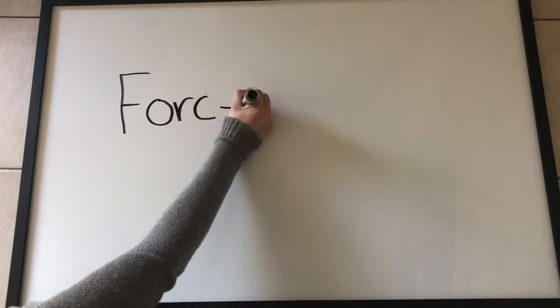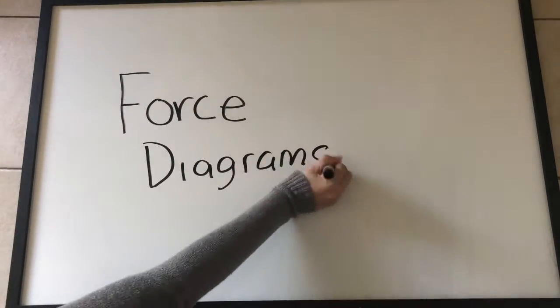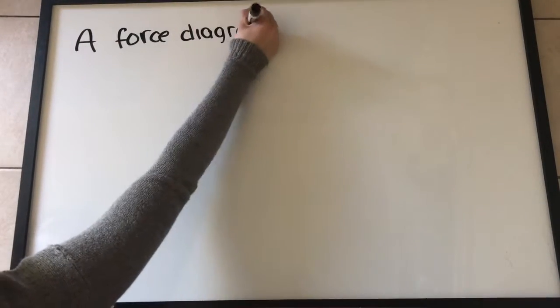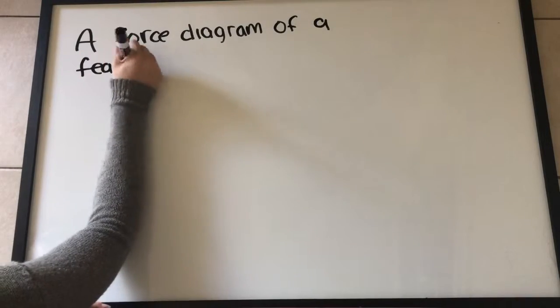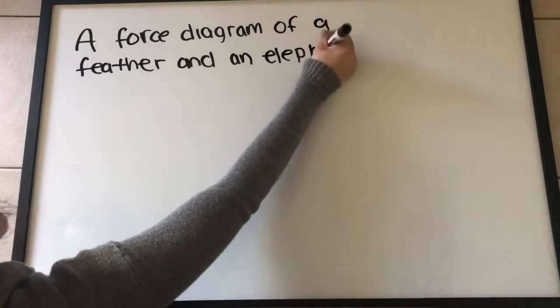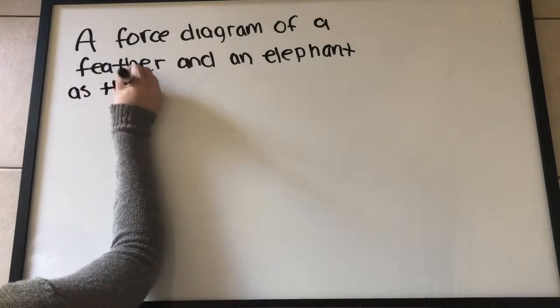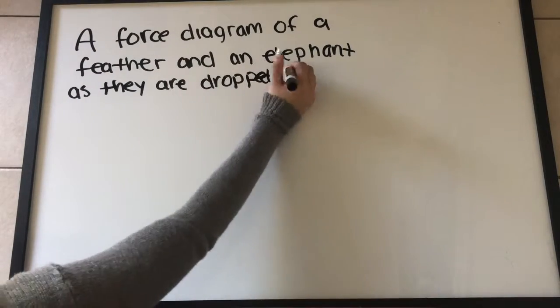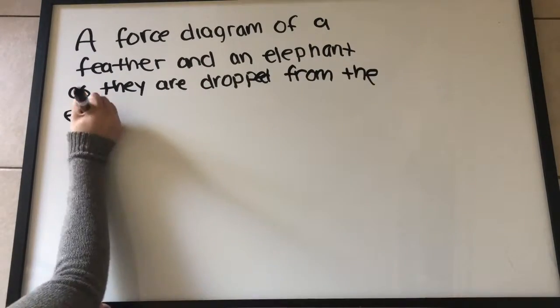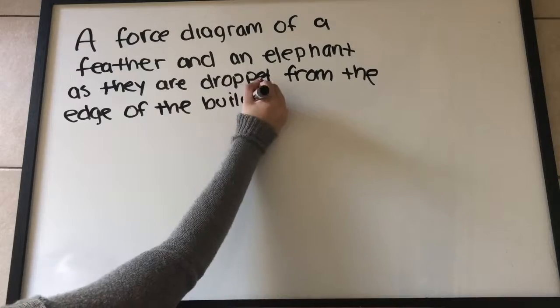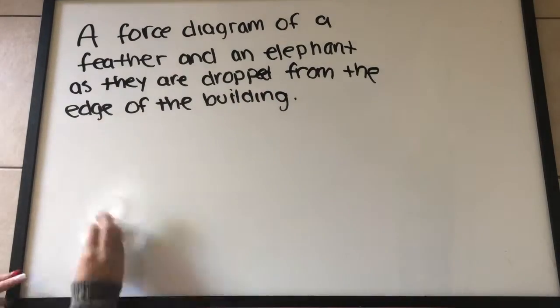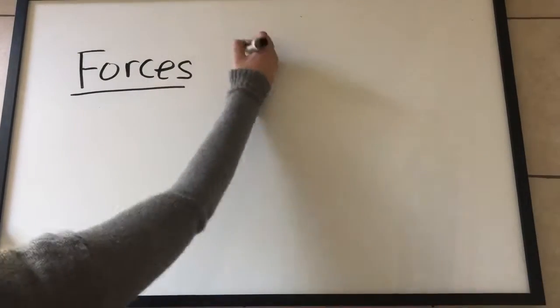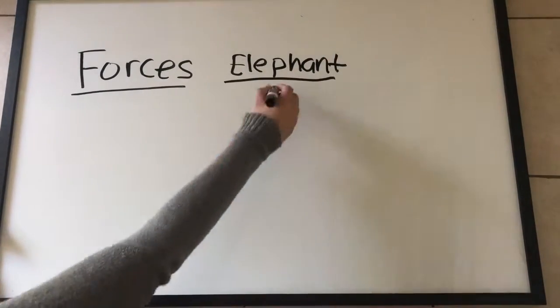Our next topic will be on force diagrams. A force diagram of a feather and an elephant as they are dropped from the edge of a building. By writing out this problem, I will be able to find the forces, draw the force diagram, and even draw the little picture, and be able to understand how the forces are affecting the object.